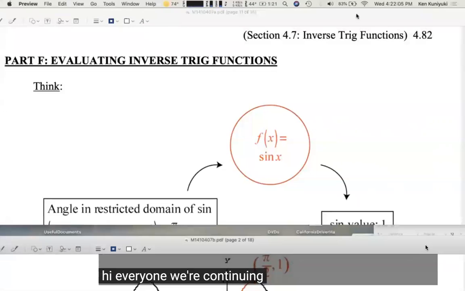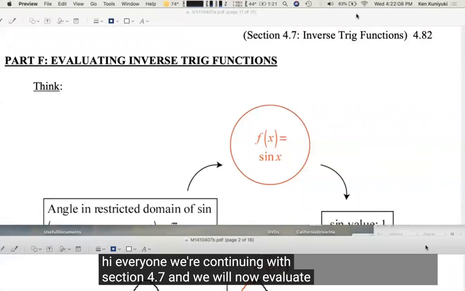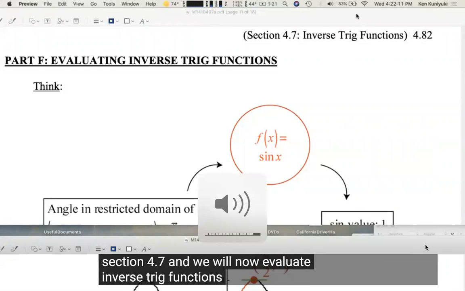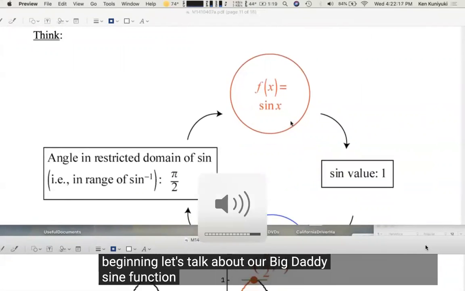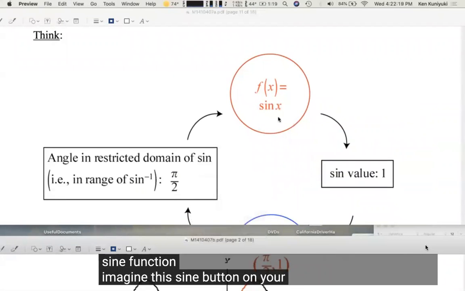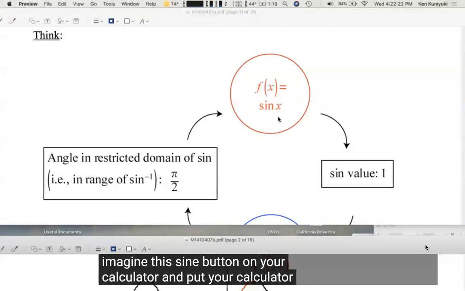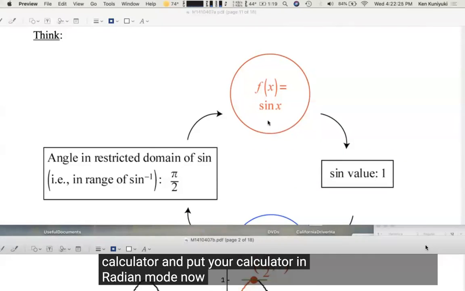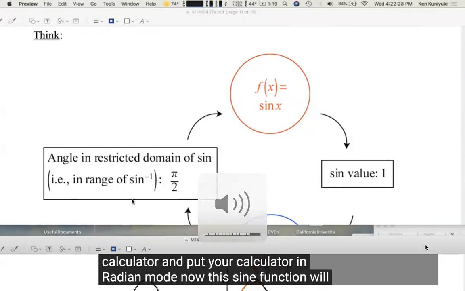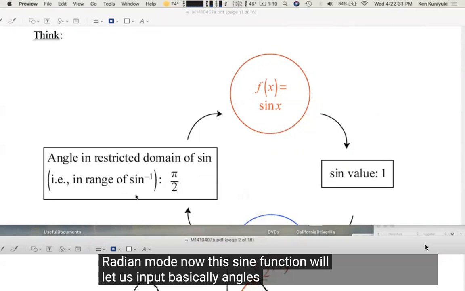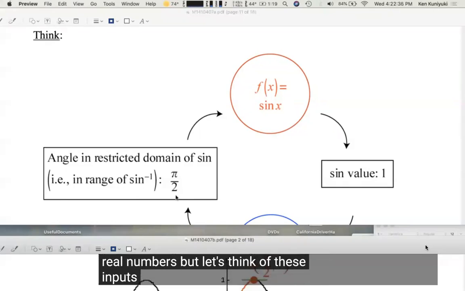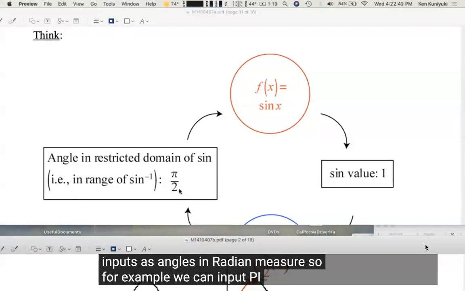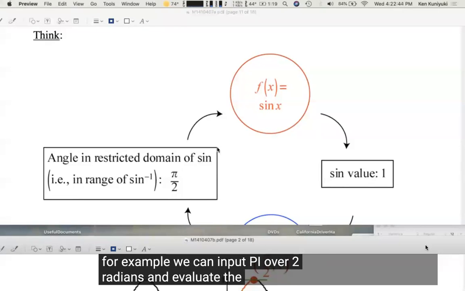Hi, everyone. We're continuing with section 4.7, and we will now evaluate inverse trig functions. Again, in the beginning, let's talk about our big daddy sine function. Imagine this sine button on your calculator and put your calculator in radian mode. Now, this sine function will let us input basically angles in radian measure. They can be thought of as just real numbers, but let's think of these inputs as angles in radian measure. So for example, we can input pi over 2 radians and evaluate the sine of pi over 2.